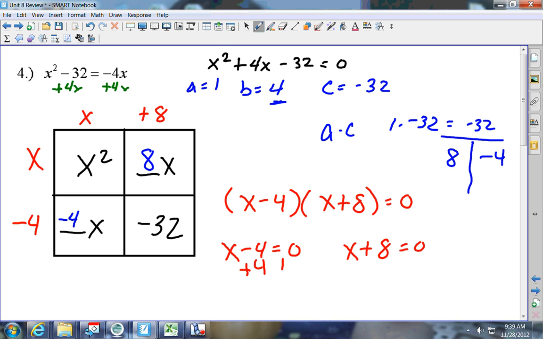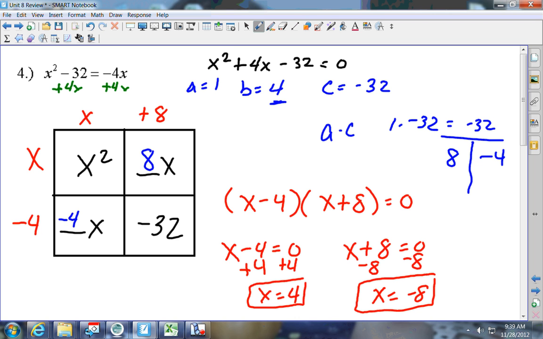Add 4 to each side. X equals 4. Subtract 8 from each side. X equals negative 8. Those are your solutions. Now, there are some more on factoring, but we're going to skip to number 11. I'll come back and do the other ones and solve those by factoring in a little bit.